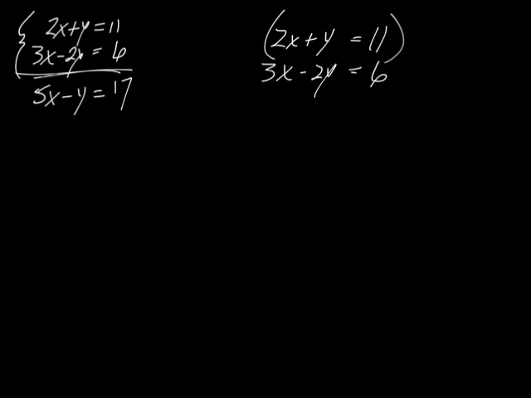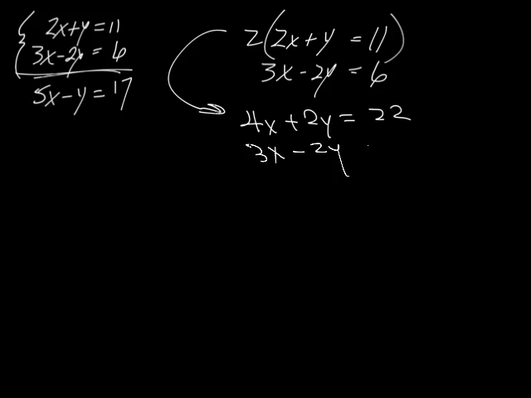So if I multiply this entire equation by 2, this top equation then will turn into 4x plus 2y equals 22. So remember the rule. I can multiply these terms, as long as I multiply them by the same number, they still equal each other. So I just multiplied them by 2, and I've got my 2y here, and on my bottom I still have 3x minus 2y equals 6.